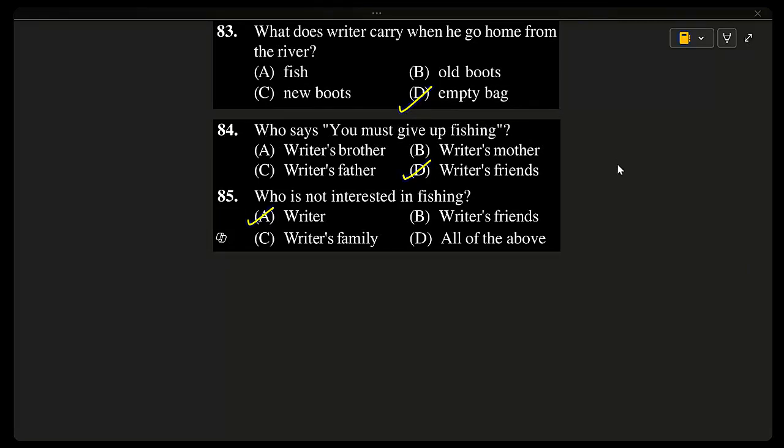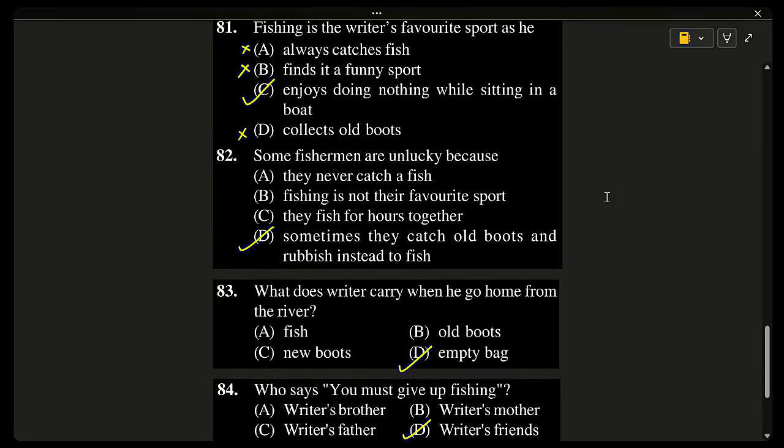Vihan, what is your doubt? Sir, in 82. Yes, tell me. Sir, I did not understand in that question, option C. They fish for hours together. Because they are fishing for hours, they are said to be unlucky in the passage? No. Why are they said to be unlucky in the passage? Because instead of fish, they are catching old boots and rubbish. That's why they are said to be unlucky. It is clearly given in the passage.